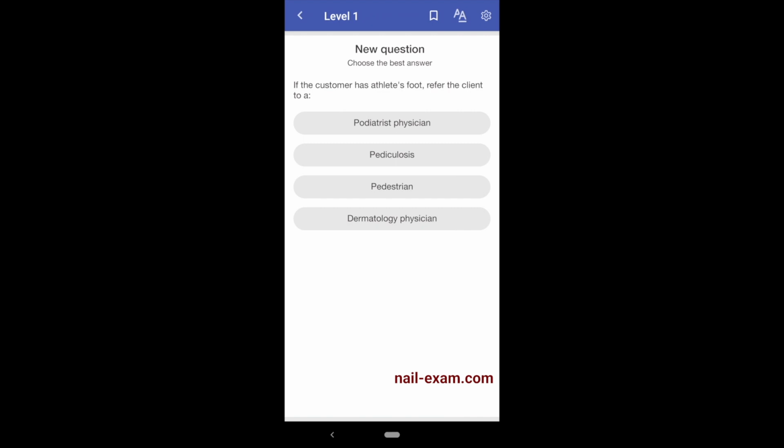If the customer has athlete's foot, refer the client to. Answers: A. Podiatrist physician. B. Pediculosis. C. Pedestrian. D. Dermatology physician. The answer is D.